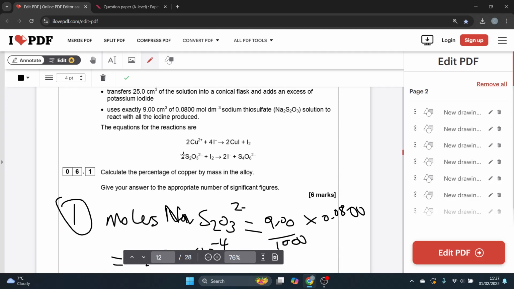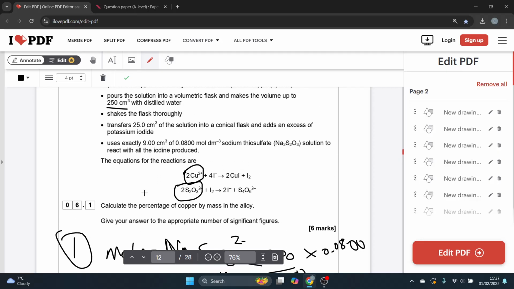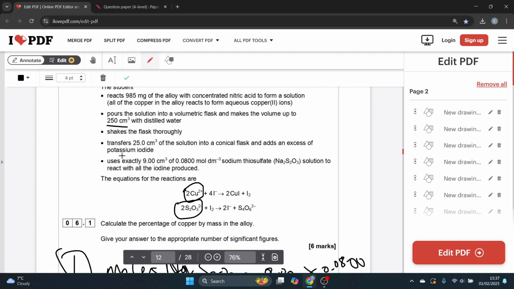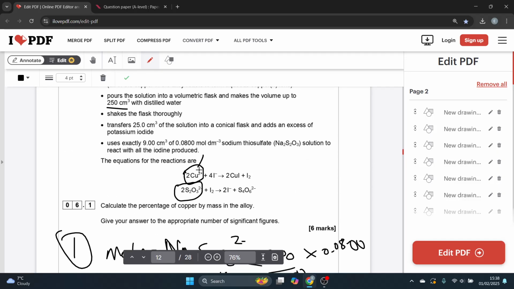And I can see from the equation the moles of S2O3 2- is the same as the moles of Cu2+. So not iodine, actually, just Cu2+. So that's the moles of Cu2+ in 25 centimeters cubed of the conical flask. But I want it in 250 centimeters cubed, so I need to times it by 10. And that will give me 7.20 times 10 to the power minus 3 moles of Cu2+.